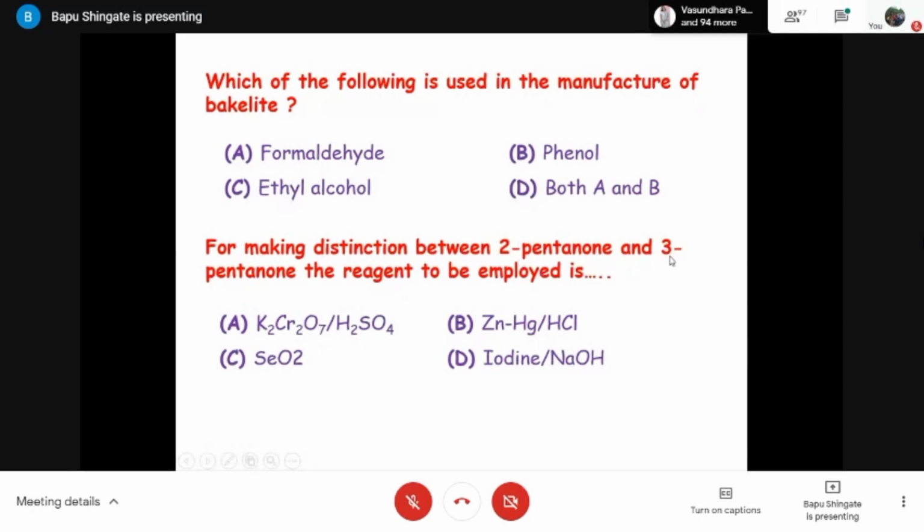But 3-pentanone is a symmetrical one. Abstraction of the proton takes place and iodination occurs. Then, with nucleophilic attack of NaOH, for 2-pentanone we get iodoform directly as well as carboxylic acid. But in 3-pentanone, we will not get that iodoform and carboxylic acid. That's why iodine and NaOH is used for distinguishing 2-pentanone and 3-pentanone. Okay.